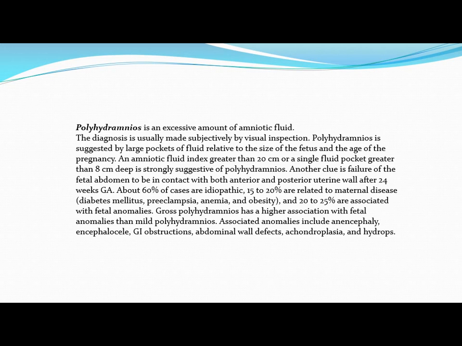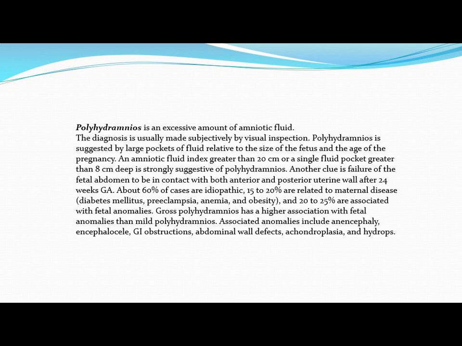Polyhydramnios is an excessive amount of amniotic fluid. The diagnosis is usually made subjectively by visual inspection. Polyhydramnios is suggested by large pockets of fluid related to the size of the fetus and the age of the pregnancy. An amniotic fluid index greater than 20 cm or a single fluid pocket greater than 8 cm is strongly suggestive of polyhydramnios. Another clue is failure of the fetal abdomen to be in contact with both anterior and posterior uterine wall after 24 weeks.